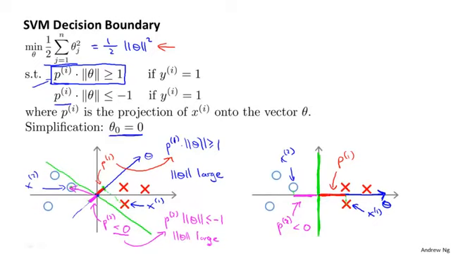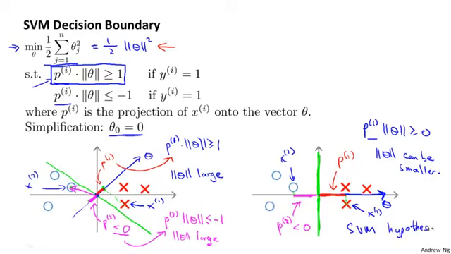So if we still need to enforce these constraints that P1 times the norm of theta is greater than 1, because P1 is so much bigger now, the norm of theta can be smaller. What this means is that by choosing the decision boundary shown on the right instead of on the left, the SVM can make the norm of the parameters theta much smaller. So we can make the norm of theta smaller and therefore the squared norm of theta smaller, which is why the SVM would choose this hypothesis on the right instead. And this is how the SVM gives rise to this large margin classification effect.